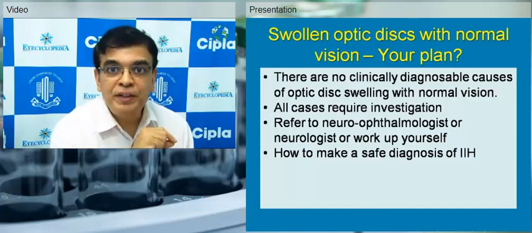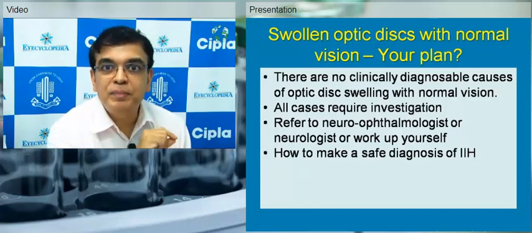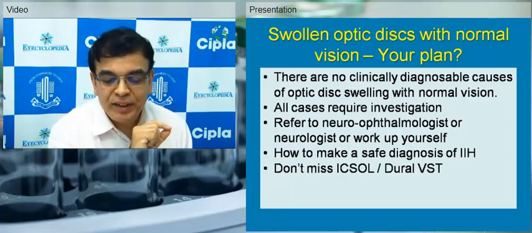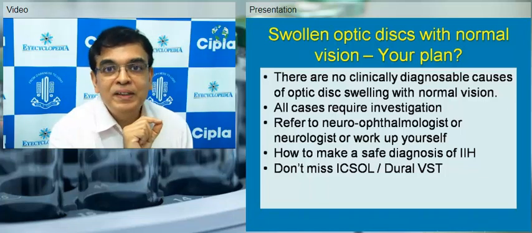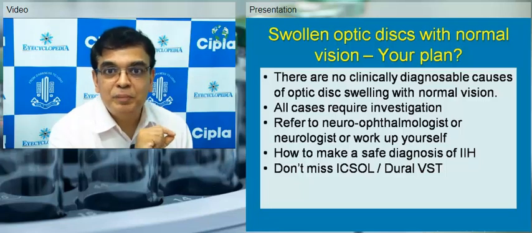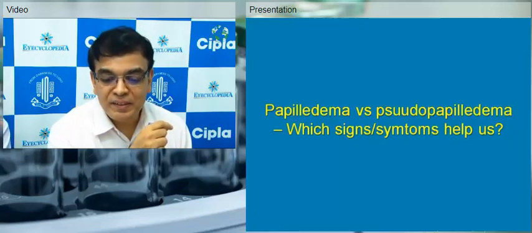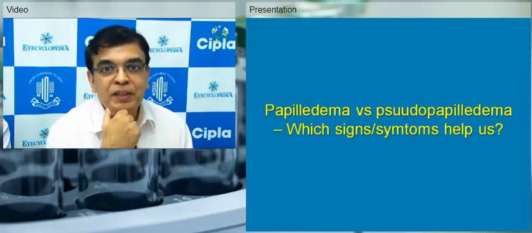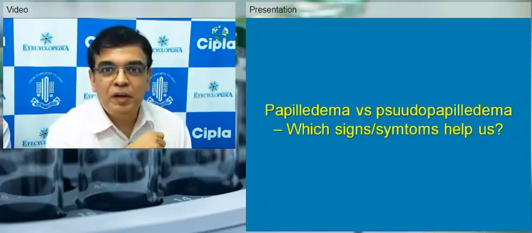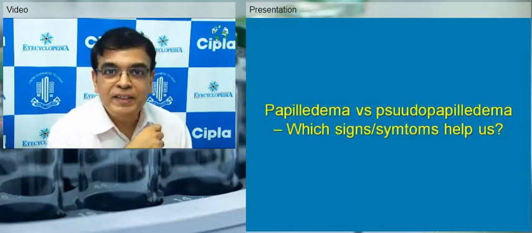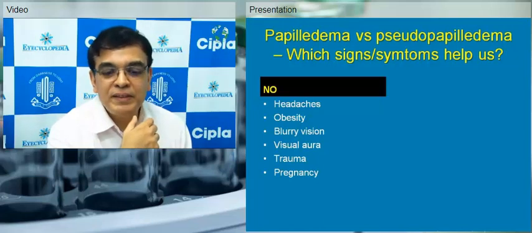One very important condition that you need to make a safe diagnosis of is idiopathic intracranial hypertension, which is a not uncommon cause of bilateral swollen discs with normal vision. And even more important than that, do not miss the diagnosis of intracranial space occupying lesions. These could be life threatening, as well as conditions like dural venous sinus stenosis, etc. So coming to the common problem that we are faced with when confronted by slightly swollen or elevated optic discs is this very common question: is it papilledema or is it pseudopapilledema? Then we try to go through the history and examination findings and see which of these signs and symptoms could help us in making this diagnosis.